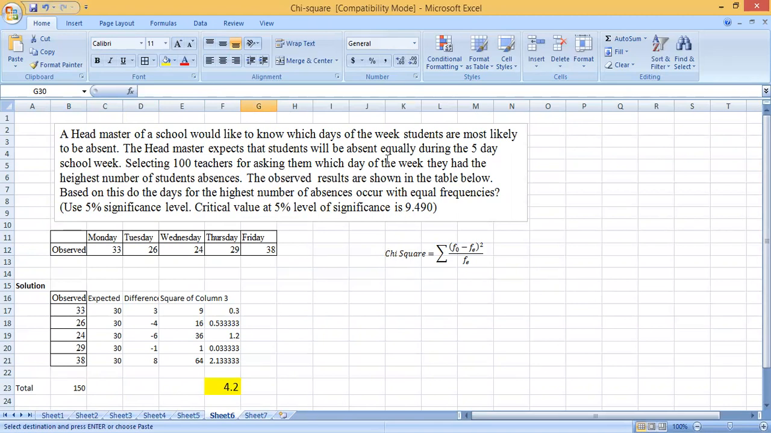What is the null hypothesis? The null hypothesis is that the headmaster expects the students will be absent equally during the 5 days. So students actually are absent equally during the 5 days. This is the null hypothesis. So we accept this. Okay.